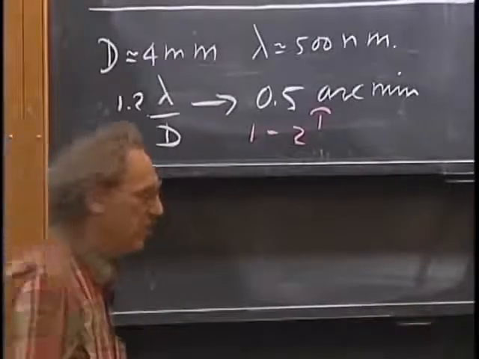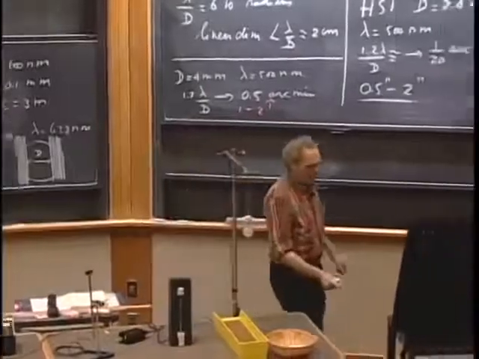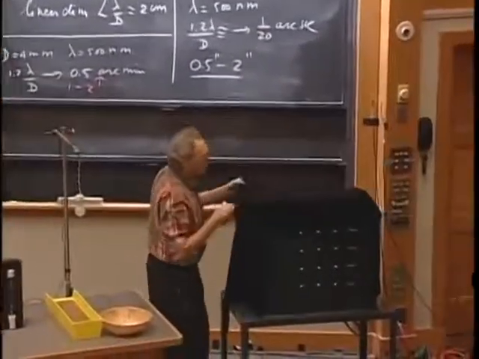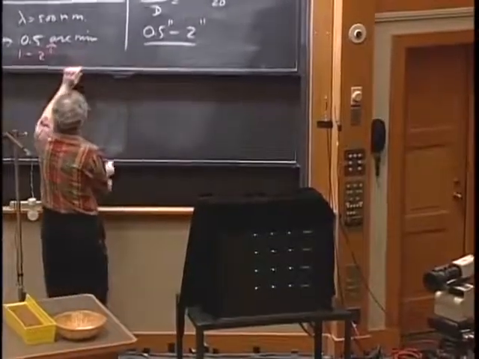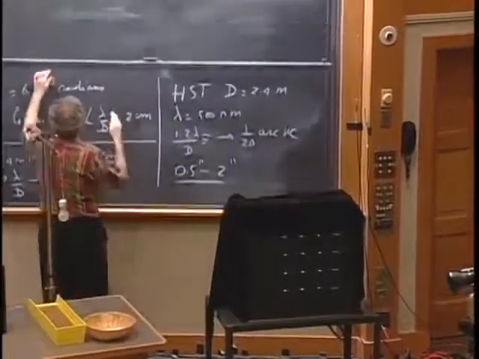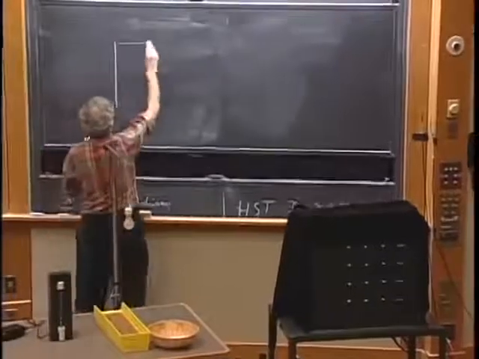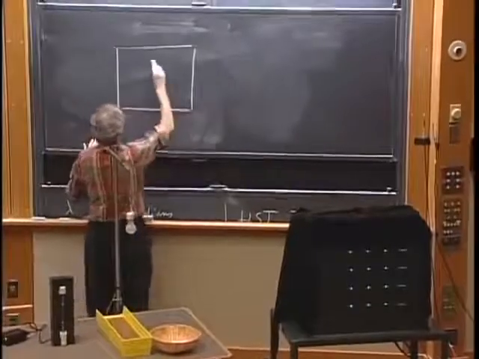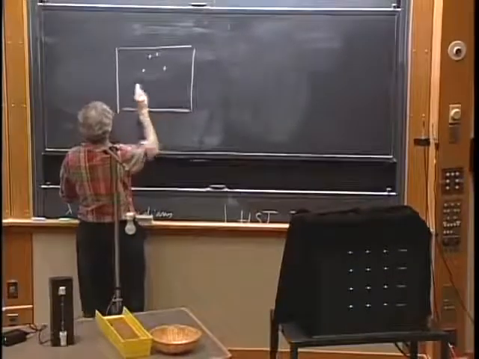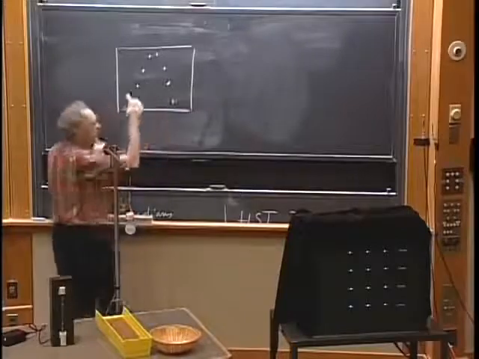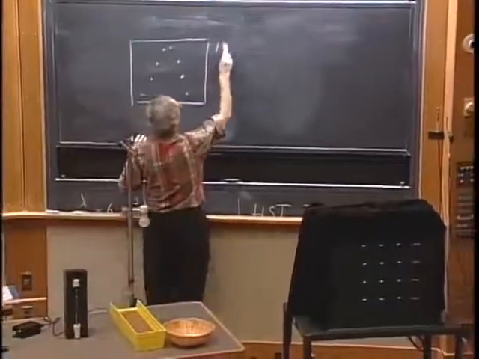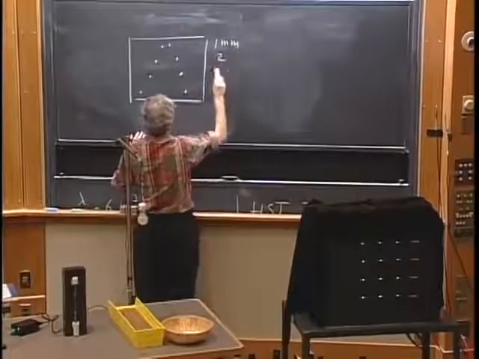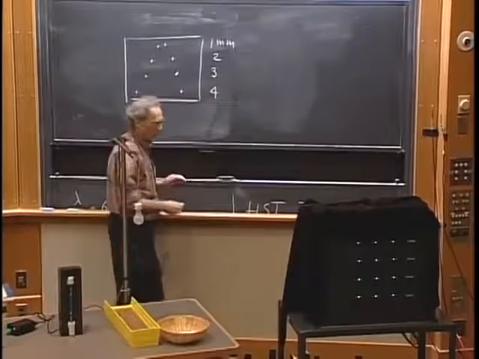I have here a screen, and this screen has holes in it. I'll give you the code of the holes. So here is that screen. 2 holes, 2 holes, 2 holes, 2 holes, and we repeat them 3 times. This is 1 millimeter apart, 2 millimeters apart, 3 millimeters apart, 4 millimeters apart.